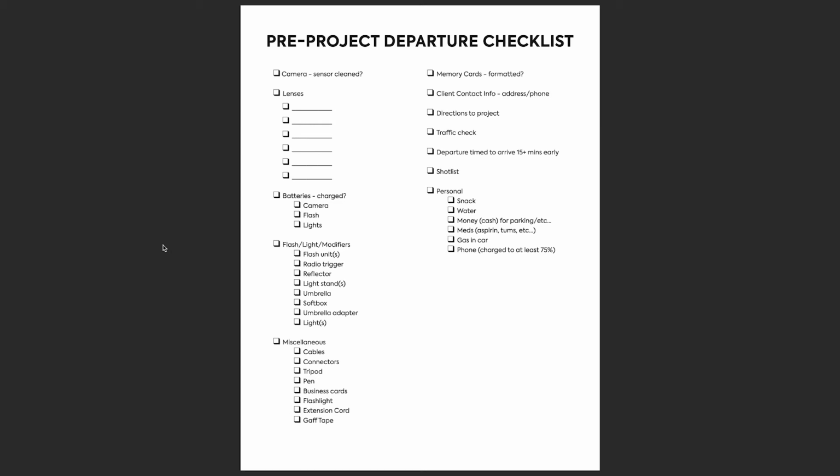Batteries. Make sure your camera battery is charged. If you're using any kind of lights, make sure the batteries those might need are also charged and ready to go. Modifiers, and so on. You can see all the stuff here. There's a lot of things, depending on what you do.